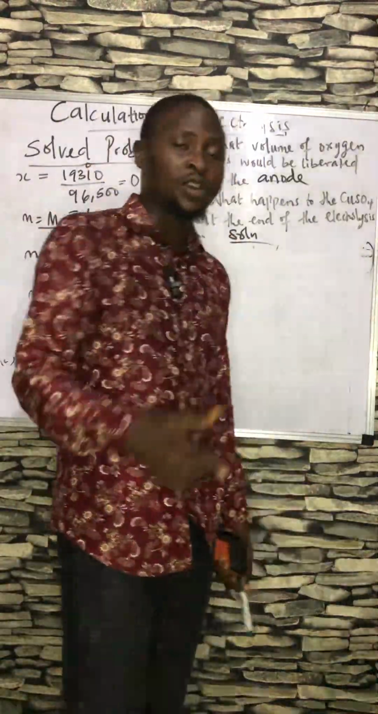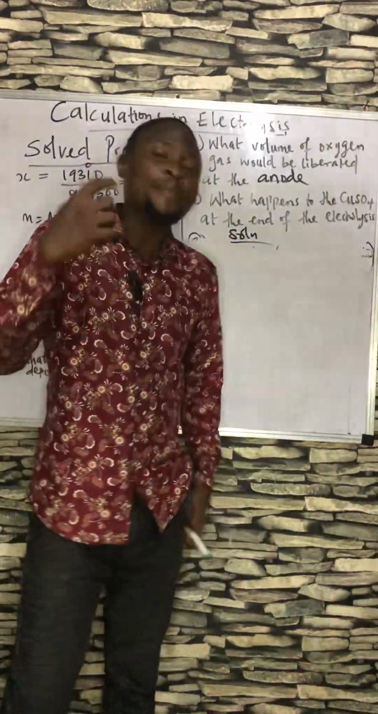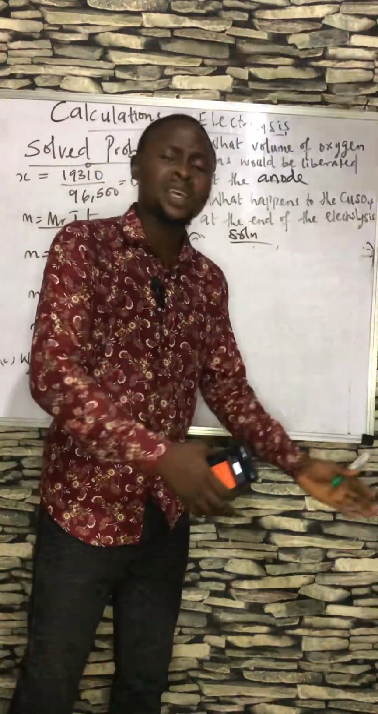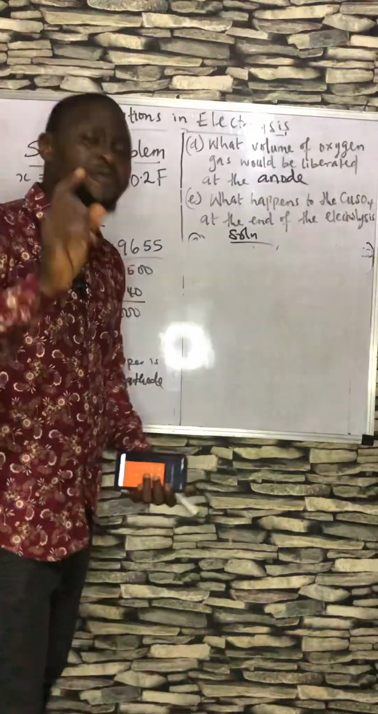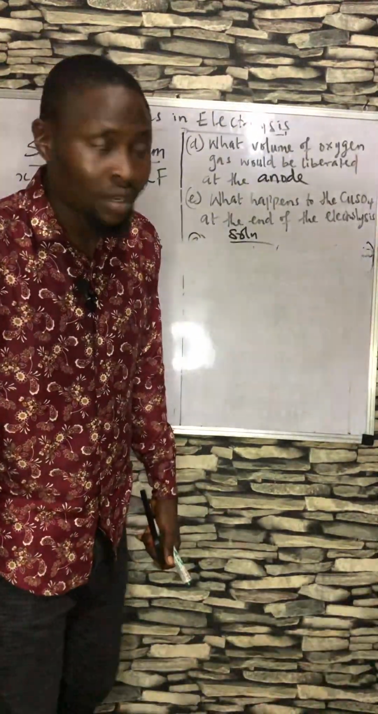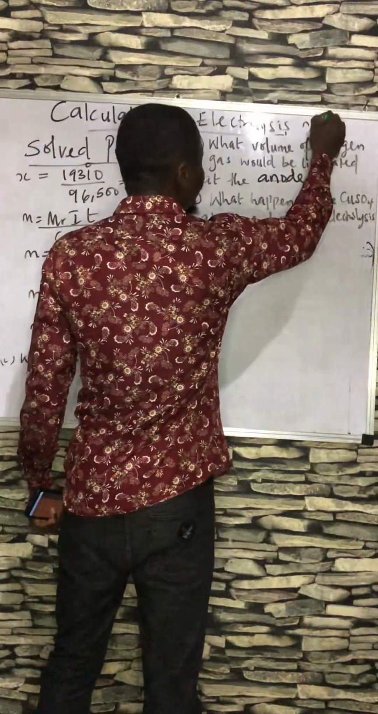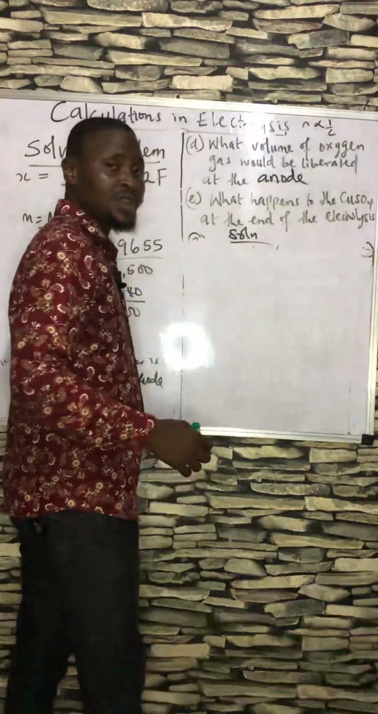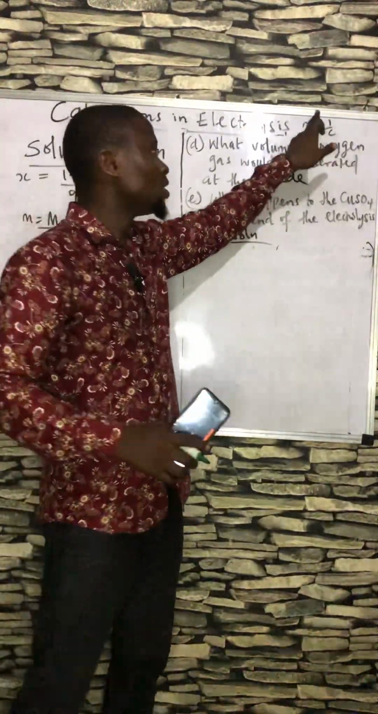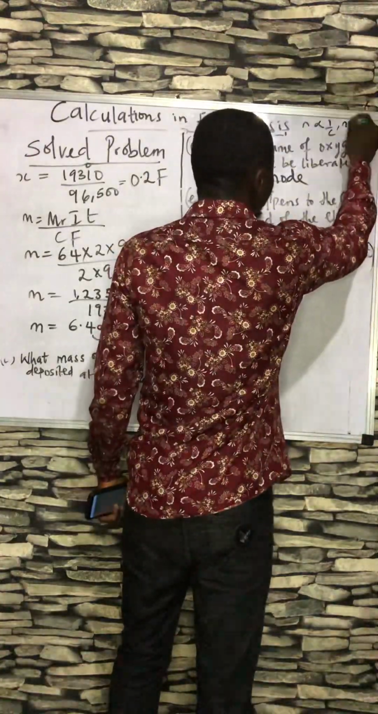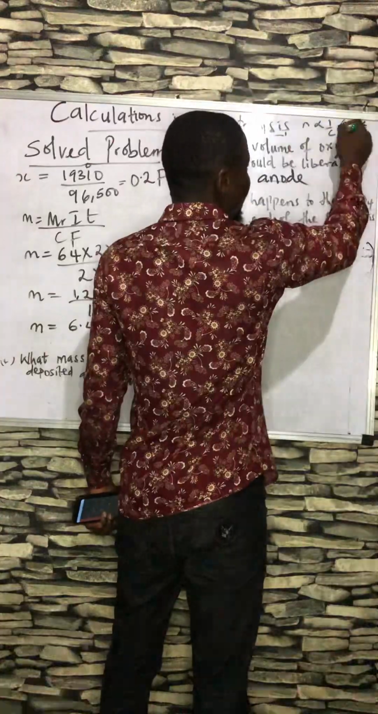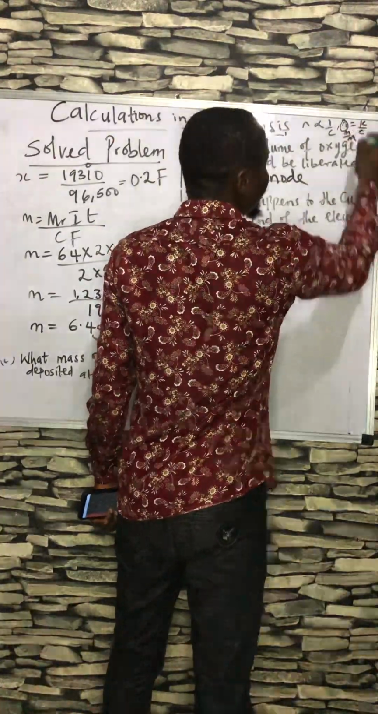From Faraday's second law, we said that the amount, that is invariably the mass of the substance that is discharged, is inversely proportional to the what? To the charge. All right? N is inversely proportional to the charge. Are we there? So it therefore means that this amount, which is also equal to N, is equal to K over C. This amount is also mass over molar mass.